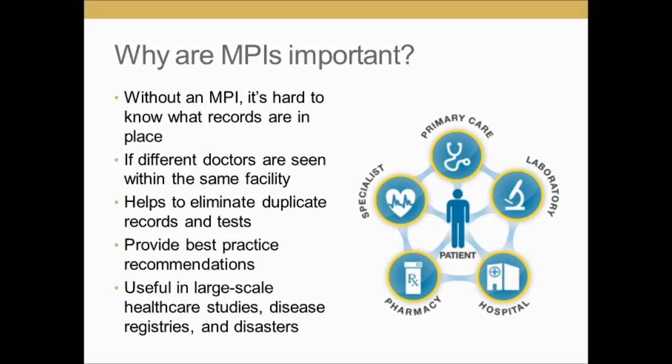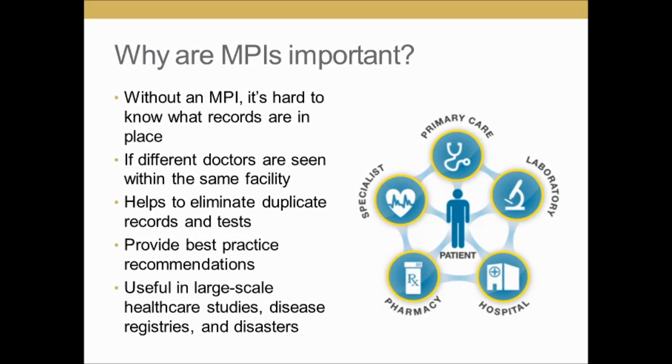MPIs can also be really important when somebody is doing a large-scale healthcare study. So if they're looking at a specific demographic of patients, they know what charts they can pull from. For disease registries, so if a patient is being seen by an oncologist and they're in an MPI system for a specific type of cancer, they can use that for statistics worldwide and say, well, this many people in this hospital are being seen for ovarian cancer, this many people in this hospital, and so on.